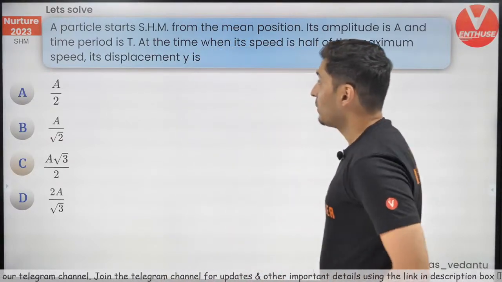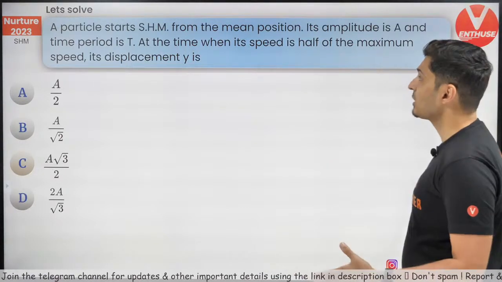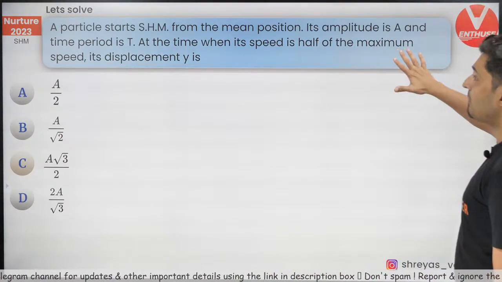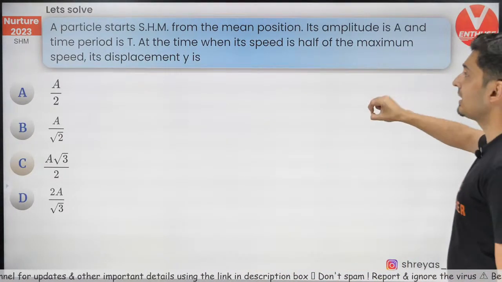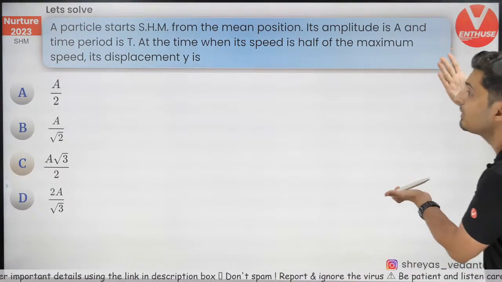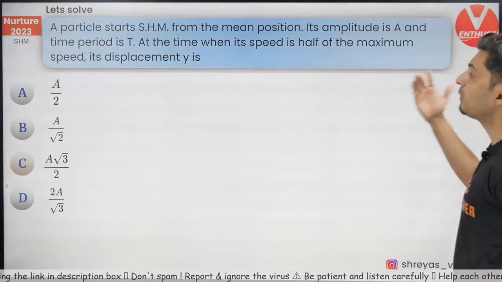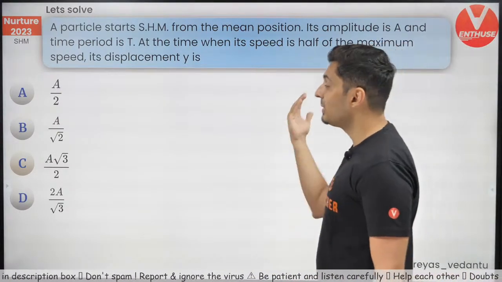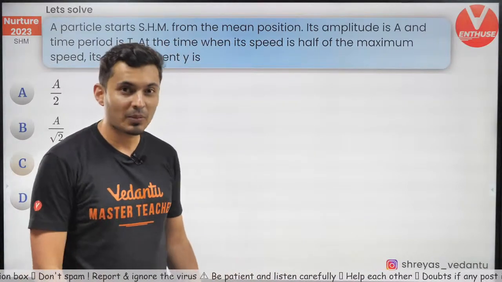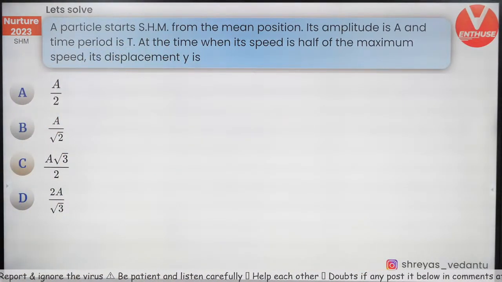Interesting. Let's see. What do we have? There is a particle which starts simple harmonic motion from the mean position. Its amplitude is A, time period is T. At the time when the speed is half of the maximum speed, the displacement is how much?